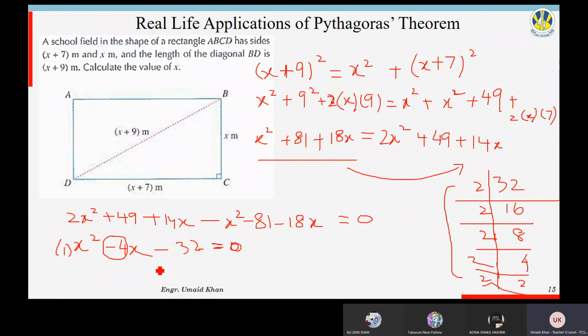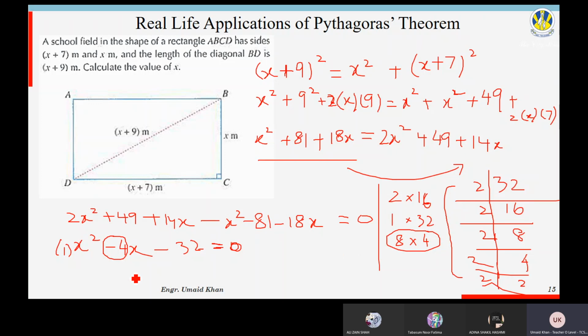So are there any factors of 32 whose difference is 4? Let's write down the factors of 32. 2 into 16 is one possibility. Then 1 into 32, another possibility. Then 8 into 4, another possibility. Sir, 8 into 4, because 8 minus 4 will be 4. Yes, so all of you got the answer right. 8 and 4 will be the two factors that I will consider.